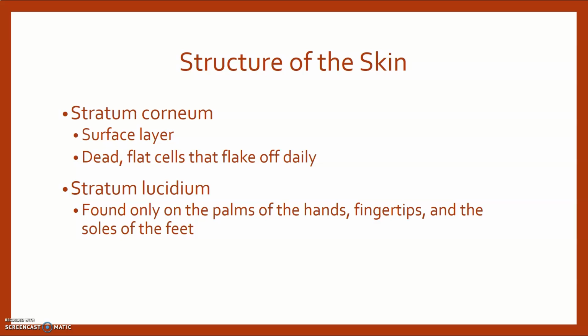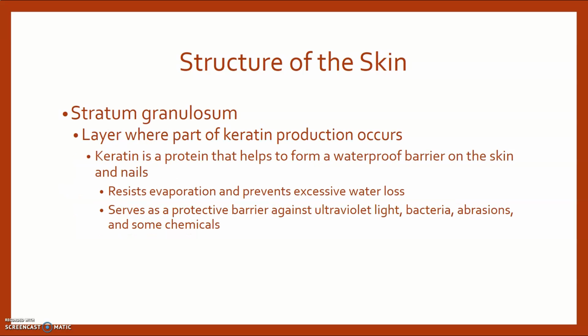So just below that outermost layer, you have the stratum lucidum. And this is found only on the palms of the hands, the fingertips, and the soles of the feet. And interestingly, the cells that make up the stratum lucidum appear to be clear. Just below the stratum lucidum, you have the stratum granulosum. And an important note about the stratum granulosum is this is a layer where part of keratin production occurs.